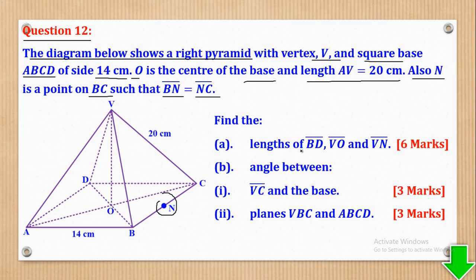Find part A, the lengths of BD, VO and VN. Then part B, angle between Roman 1 VC and the base. Then Roman 2, angle between the planes VBC and ABCD. So now we shall start with part A. So let's start with part A. So part A, you have to extract a certain right angle triangle, and that will be triangle ABD.